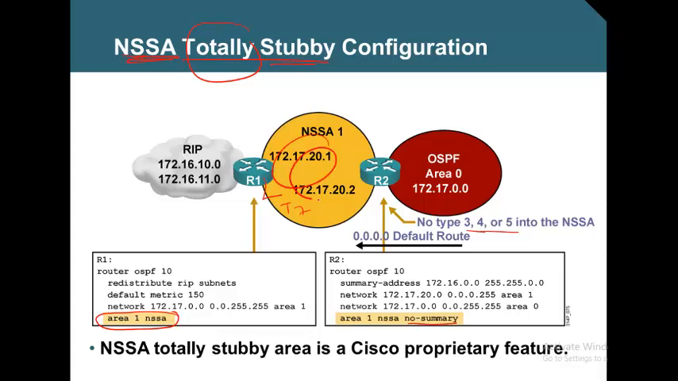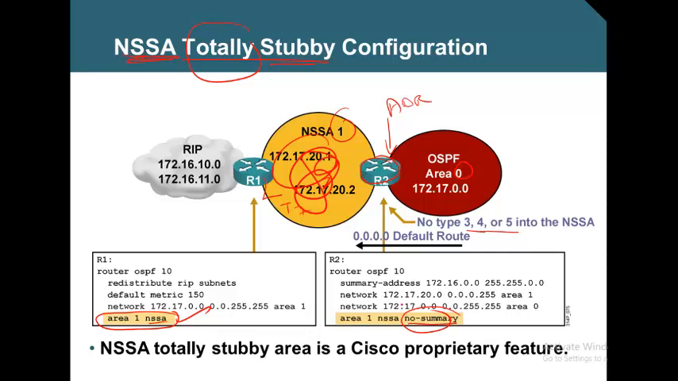Area 1 is not so stubby area. You do that. And only on the ABR, you see, area 0 is there, this is area 1, which means this is the ABR. Only on the ABR, you include this keyword, no summary. Same like what you did for totally stub. In totally stub also, it did not allow 3, 4, and 5. Here also, it is not allowing 3, 4, and 5.